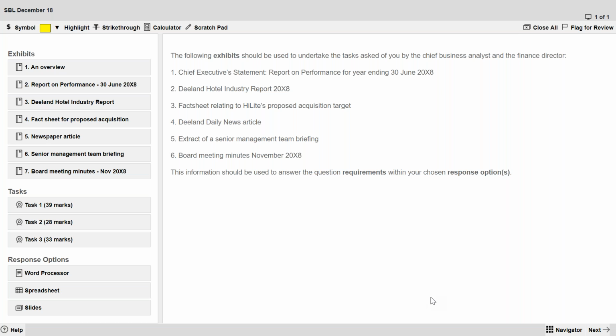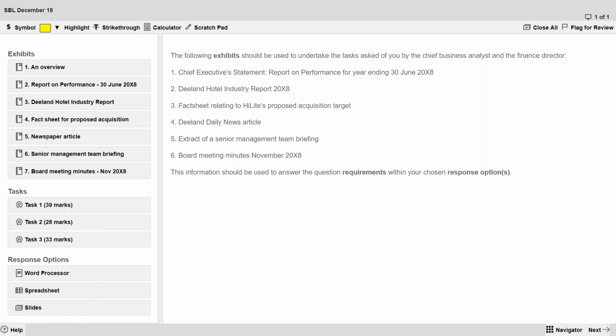It is called workspace. What is it called? Workspace. Okay. So on the left side, you will see the exhibits. There are in total 7 exhibits. The first one is basically an overview or an introduction, followed by 6 proper exhibits. The second section is tasks. Task means questions. In this paper, there are 3 questions or 3 tasks. Task 1 is 39 marks and so forth.